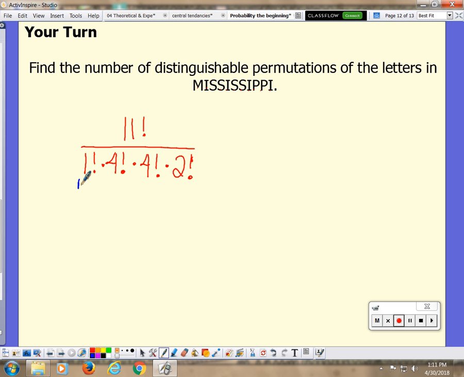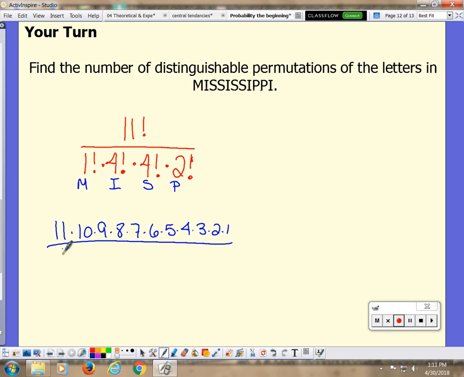So remember, this was the M, this was the I, this was the S, and this is the P. So that becomes 11 times 10 times 9 times 8 times 7 times 6 times 5 times 4 times 3 times 2 times 1 all over. Well, 1 factorial is 1, times 4 factorial is 4 times 3 times 2 times 1, times another 4 times 3 times 2 times 1, times a 2 times 1. So now I start canceling. This 4, 3, 2, 1 right here takes out the first 4, 3, 2, 1.